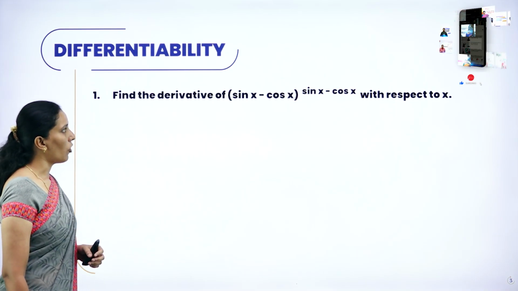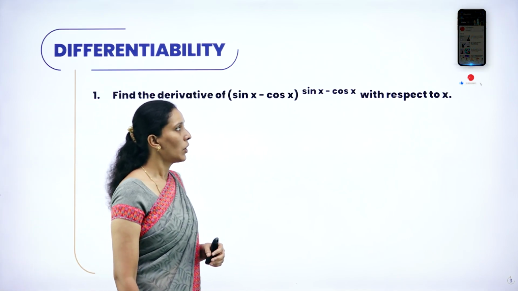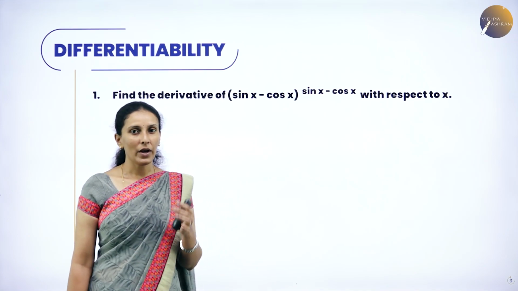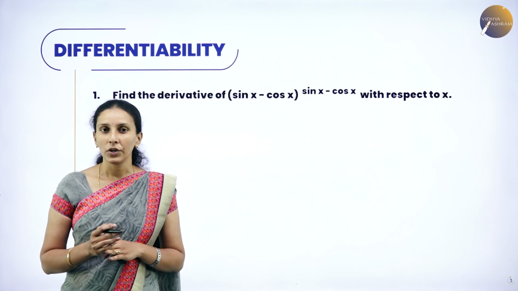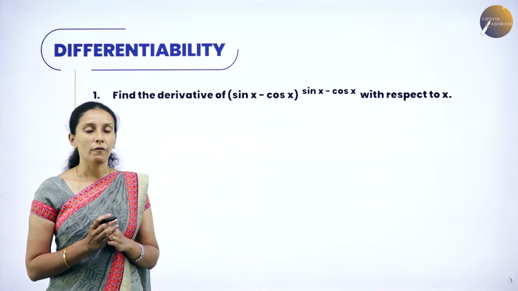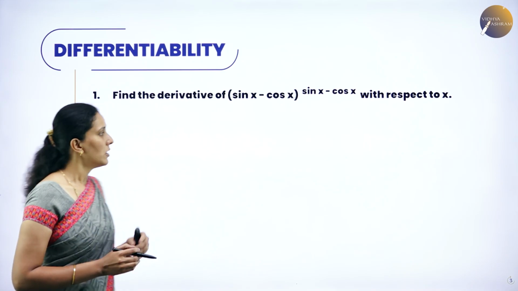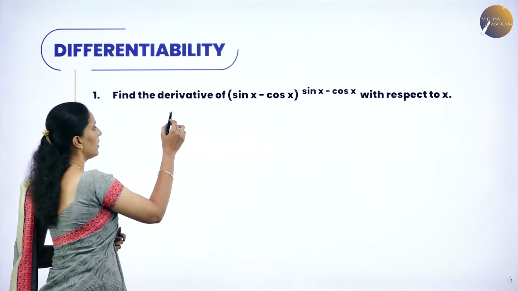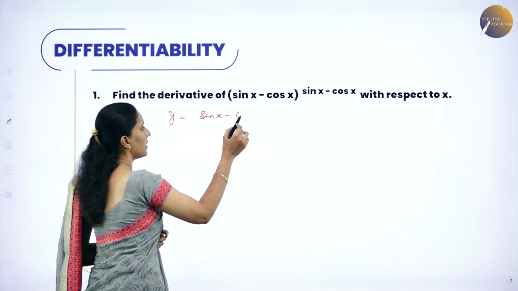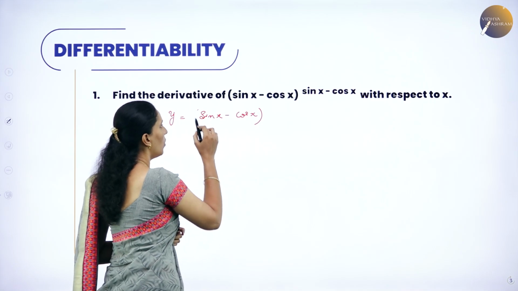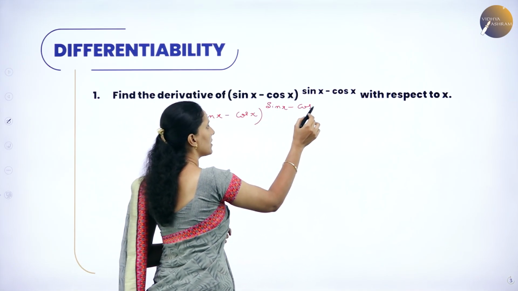Find the derivative of (sin x minus cos x) to the power (sin x minus cos x) with respect to x. I have already told you, whenever functions are in the exponential form, use the log function, which is one of the major applications of the logarithmic function. So let me take y is equal to (sin x minus cos x) whole to the power (sin x minus cos x).